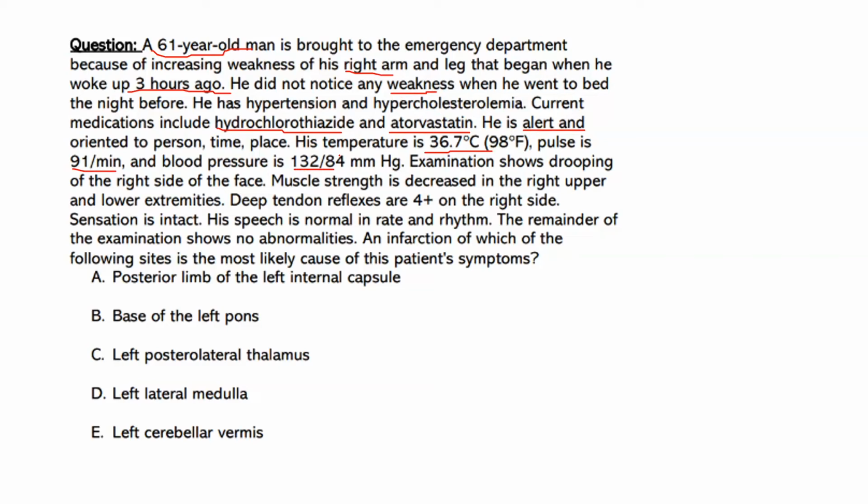So generally, vital signs are stable. Examination shows drooping on the right side of the face, and muscle strength is decreased on the right upper and lower extremities, but deep tendon reflexes are +4, right? So this patient has hyperreflexia. Sensation is intact, so no sensory deficits. His speech is normal in both rate and rhythm. The remainder of the examination shows no abnormalities. Where do you think the lesion is?